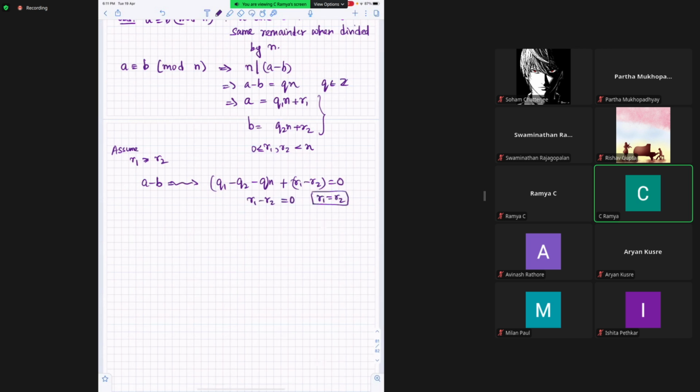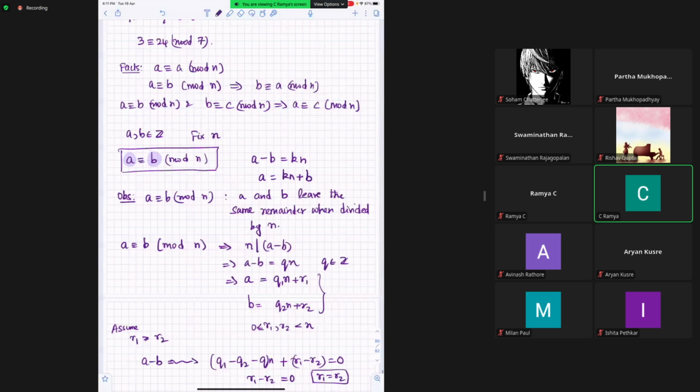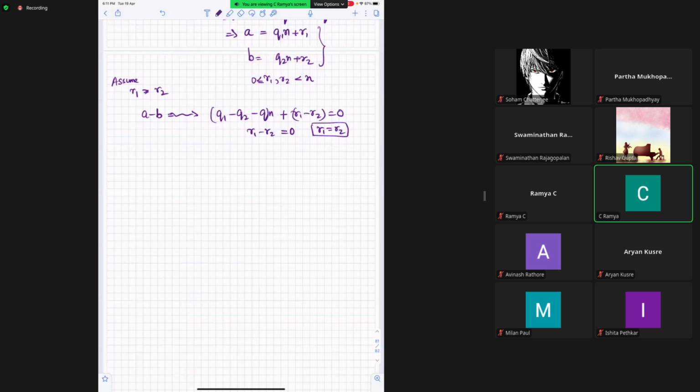So saying that two numbers are congruent to each other mod n is exactly the same as saying that these two numbers leave the same remainder when you divide by n. So let's say you have the set of all integers, and you fix n. Whenever you take an integer and divide it by n, the possible remainders are 0, 1, 2, up to n minus 1. These are the n possible remainders.